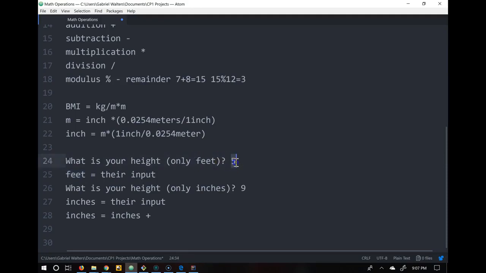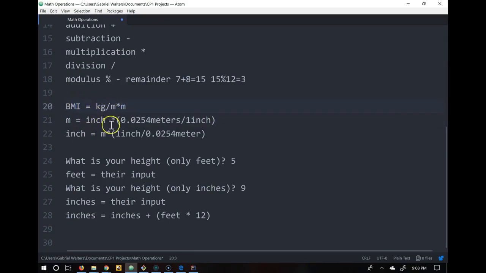So if I say 5 foot, I know that there is 12 inches in every foot. So I could say feet times 12. So I would have 5 times 12, which would equal 60, plus the 9 that I had. And I reassign that back as my inches. Then I could use that to convert to meters to start building out my BMI equation.